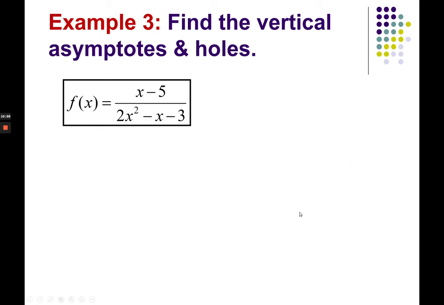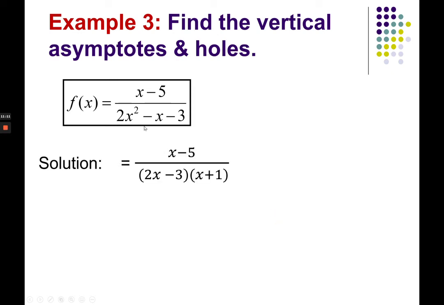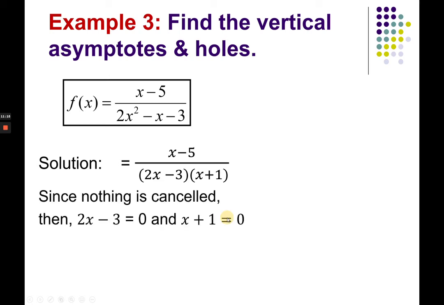Okay. Third example. Find the vertical asymptotes and holes given the function x minus 5 all over 2x squared minus x minus 3. We can factor your denominator. This should be 2x minus 3 times x plus 1. Nothing was cancelled. But we can still find your vertical asymptotes by equating your two factors, 2x minus 3 equal to 0 and x plus 1 equal to 0. There should be two locations of vertical asymptotes.